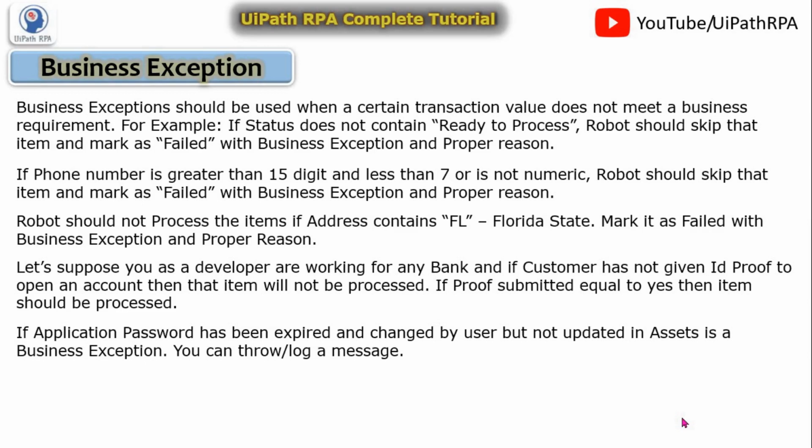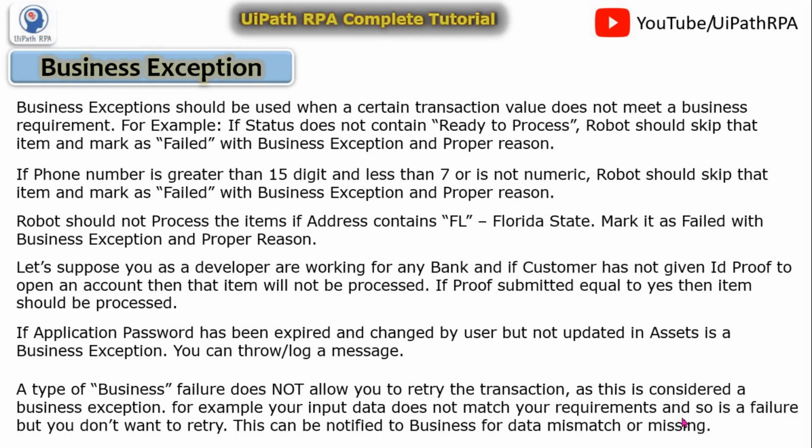If an application password has expired and been changed by the user but not updated in assets, that is a business exception. You can throw or log a message. This type of business failure does not allow you to retry the transaction, as it is considered a business exception. For example, your input data does not match your requirements and so is a failure, but you don't want to retry. This can be notified to the business for data mismatch or missing. So now you know what a business exception is. It is something like the business saying that if you have this type of input, then items should not be processed. I will tell you practically.